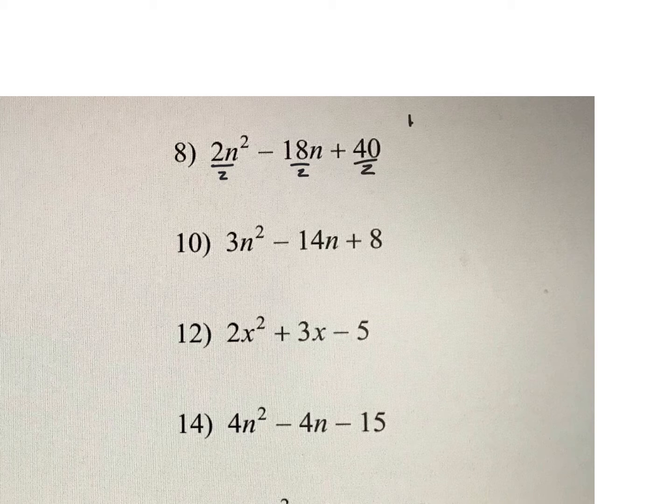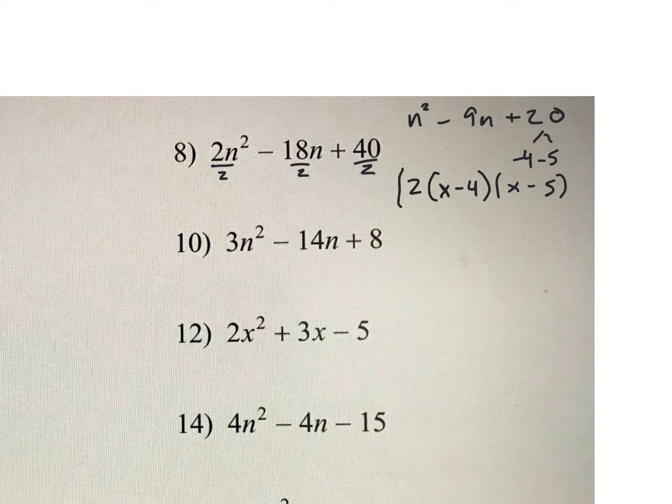So this would become n squared minus 9n plus 20. And then we need to see what are 2 factors of 20 that add to negative 9. So that would be 4 and 5, and they're both negative. So in our parentheses we would have x minus 4 and x minus 5, and then that 2 just stays out front. So we're just factoring here. We can leave it like this. If we were solving, we would set each piece equal to 0. And that's how we would solve for x.